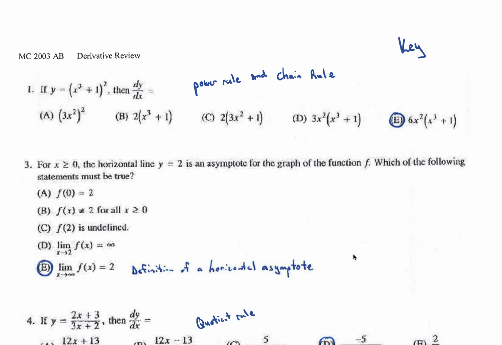So I brought the 2 down, and then I multiplied by the derivative of the inside. So the 2 and then the 3x squared kind of form the 6x squared out in front.